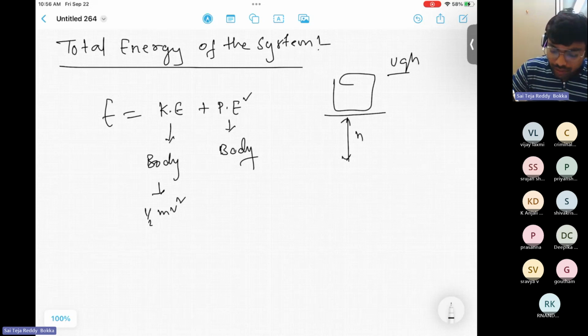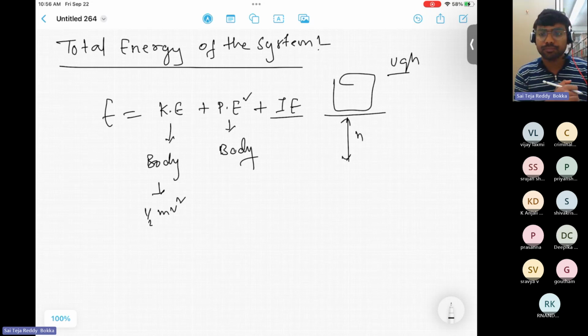Okay. So here there is one more thing called the internal energy of the system. Internal energy. Where does it come from now? From where is this energy coming?